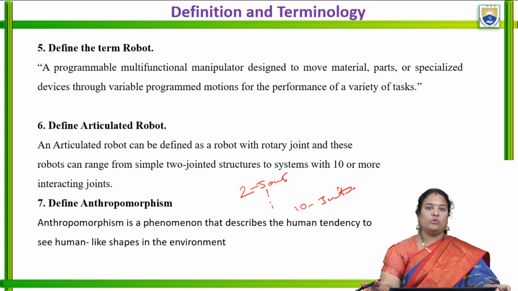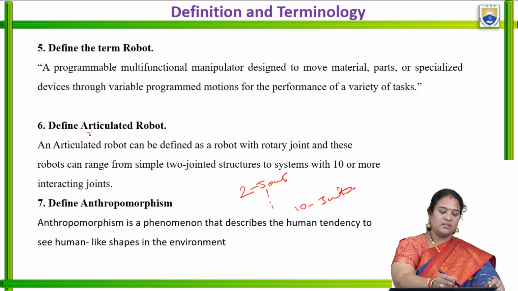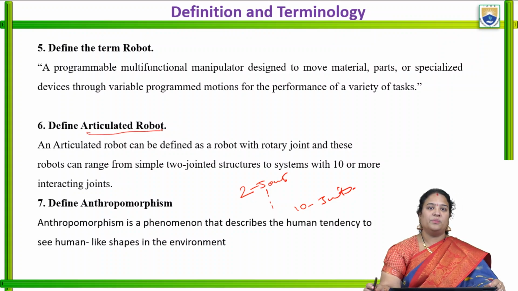An articulated robot is something which has rotary joints, and these robots can range from simple two-jointed structures to systems with 10 or more interacting joints. That is known as an articulated robot.